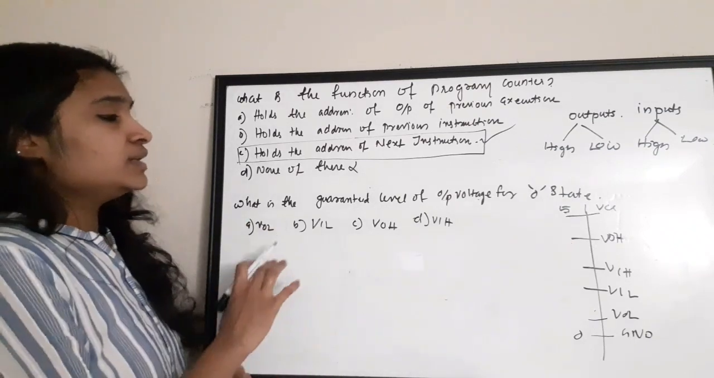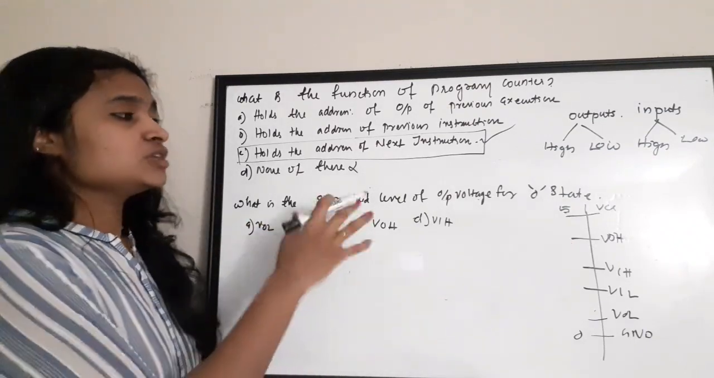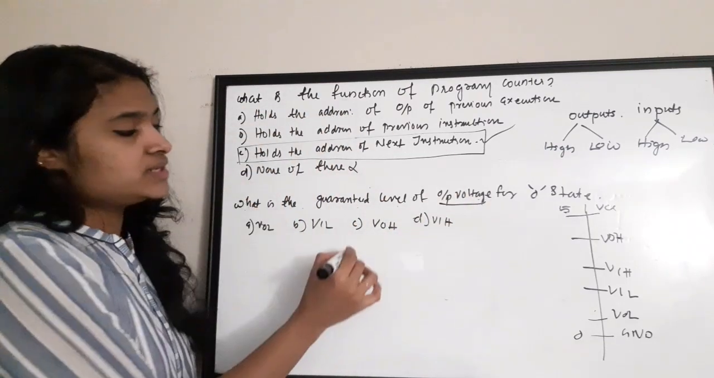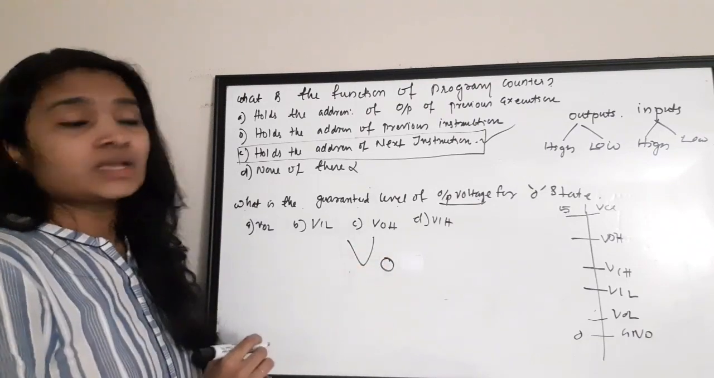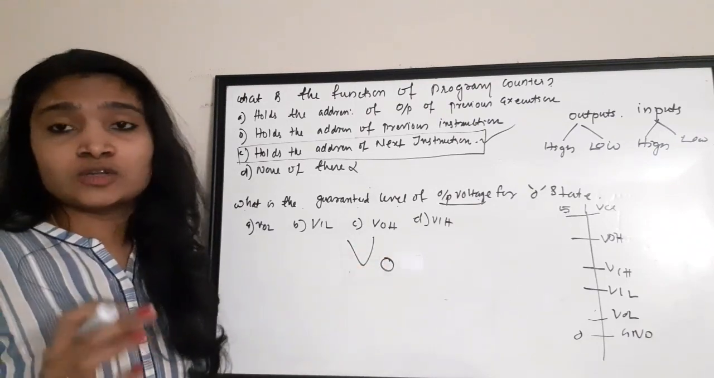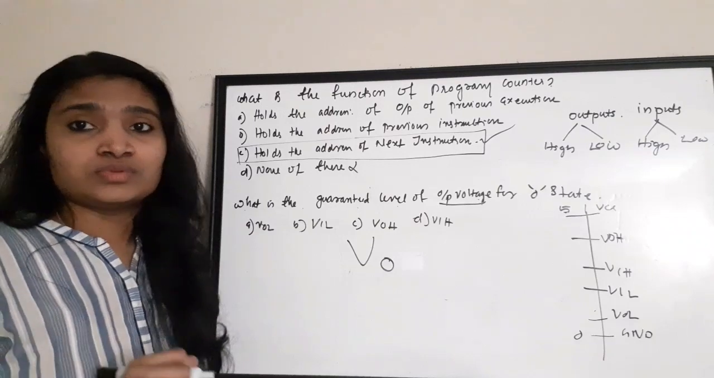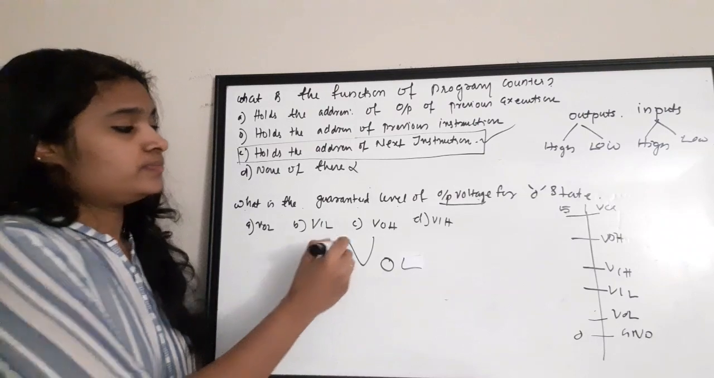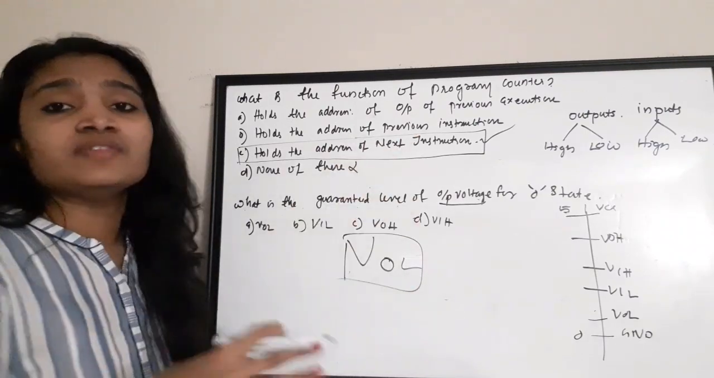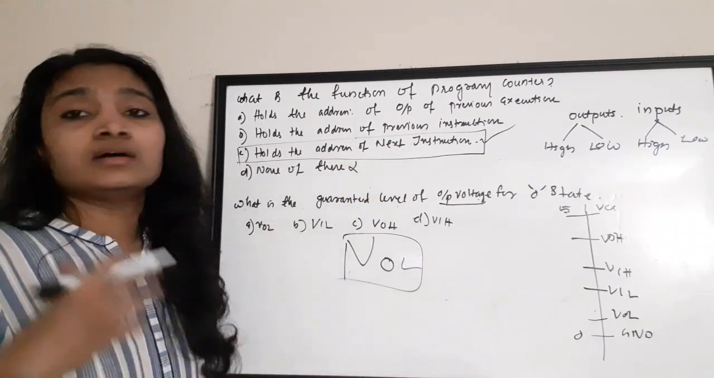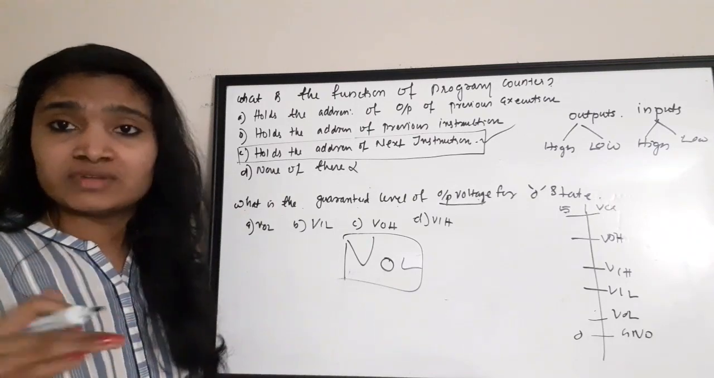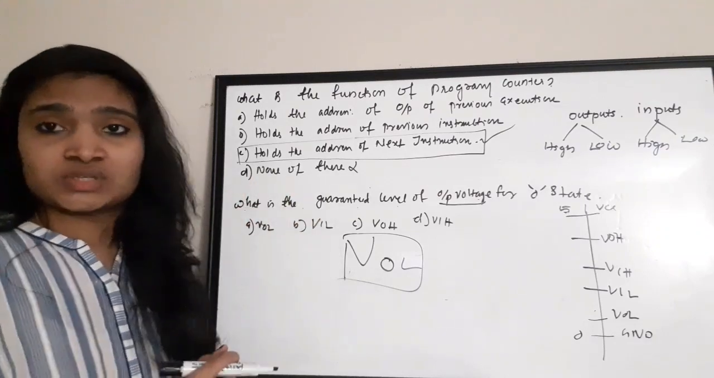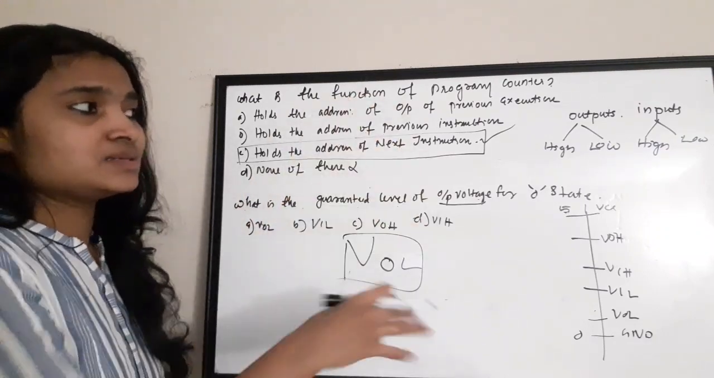Now let us read the question once again and try to answer. What is the guaranteed level of output voltage? So it is VO. Then for a 0 state, 0 means it is low, and low means it is L. So it is VOL. So this is the concept about the various levels of TTL output voltage or input voltage levels. Generally the voltage levels of TTL are VOL, VIL, VOH, VIH. I hope this concept is crystal clear to you.